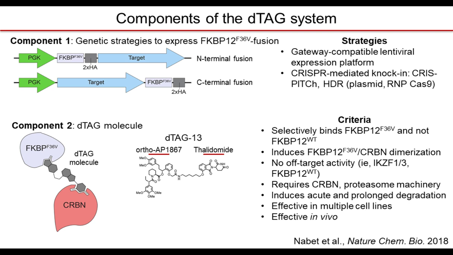The second component of our system is the dTAG molecule itself. What I wanted to do throughout the presentation was highlight a little bit about how we came about and landed on dTAG-13 as our particular molecule that we thought was most universal. Here, what we did was make an analog of AP1867 that we call ortho-AP1867, which is actually more selective than AP1867 itself, that was published by Ariad Pharmaceuticals, that binds mutant FKBP12 and not wild type.